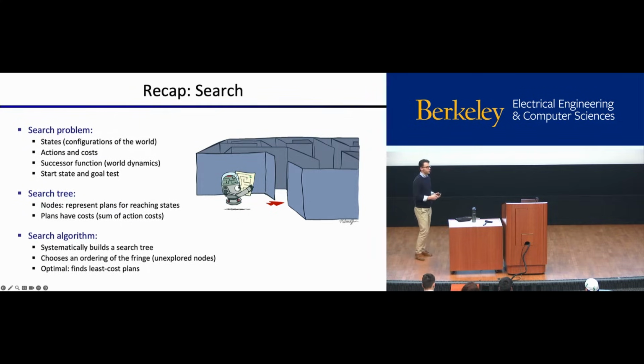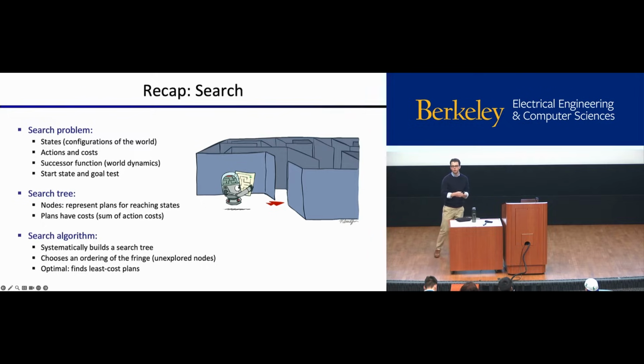There's a very good chance that I'm going to end up calling it the frontier today, because that's the way that I learned it. So fringe equals frontier. And we're going to choose an ordering of this fringe. These are the unexplored nodes. And the different orderings give us different search algorithms.